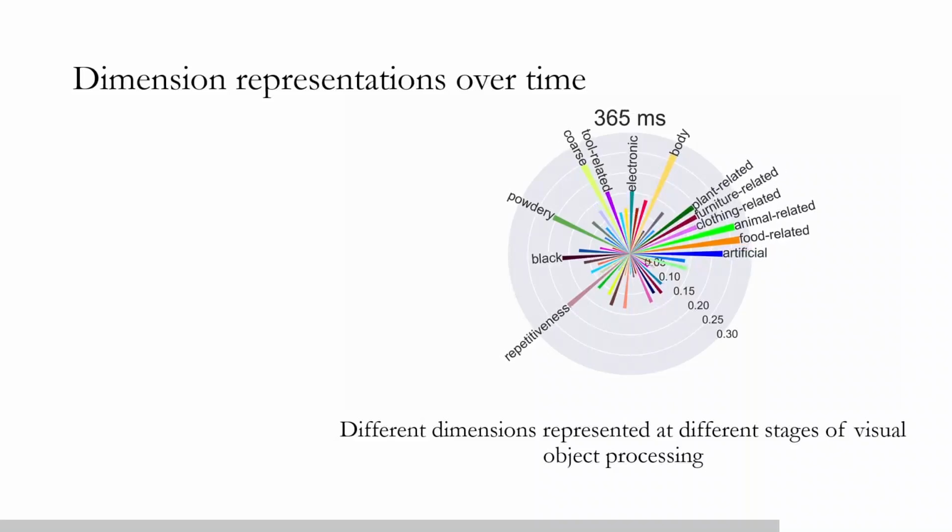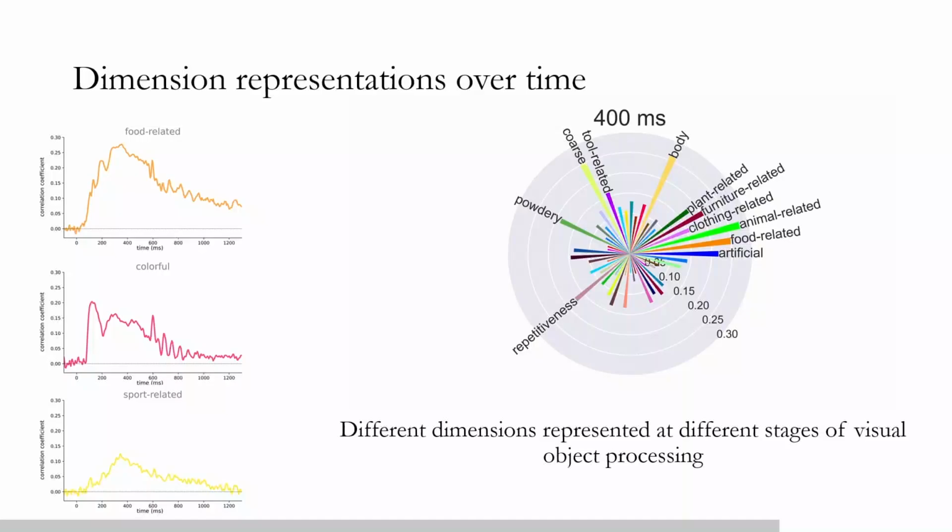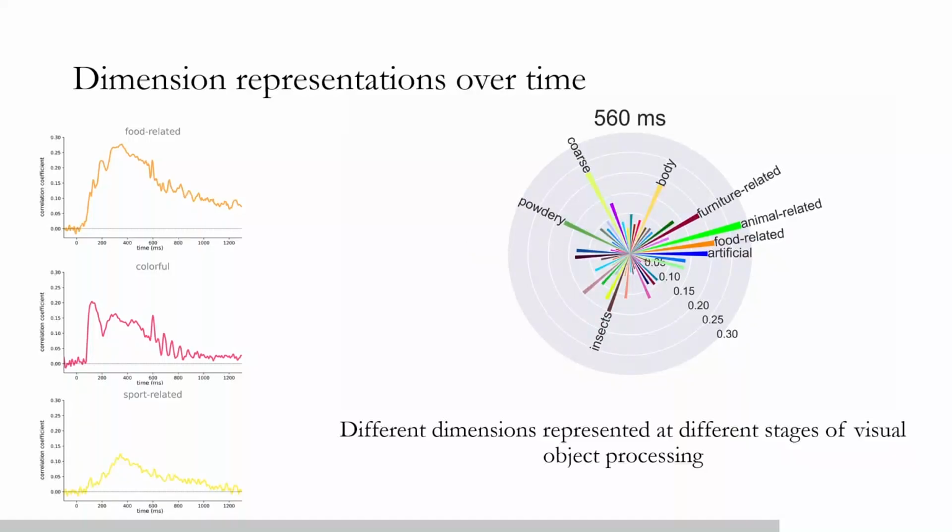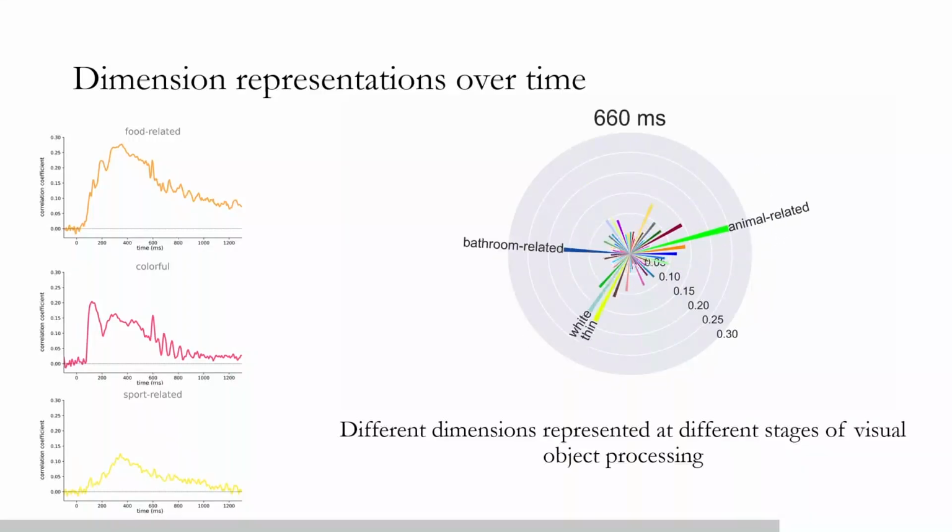In addition to looking at all of these 49 dimensions at the same time, we can also focus on each of them and look at the time series in a more classical way. I just picked 3 here to demonstrate, but obviously we have 49. You can already see that there are some key characteristics. For example, colorful has an early peak, whereas food-related and sports-related do not.